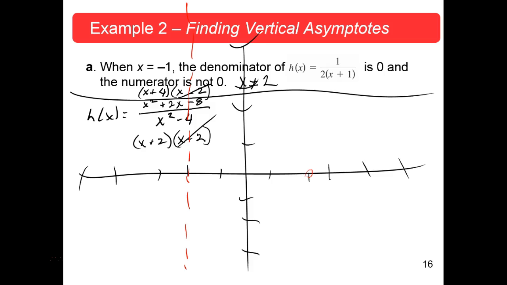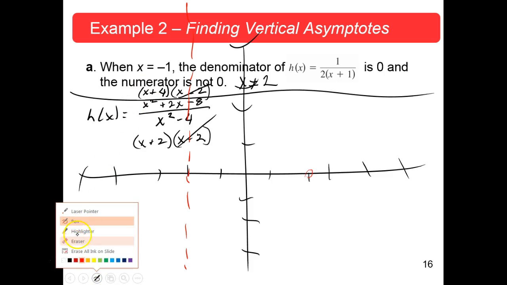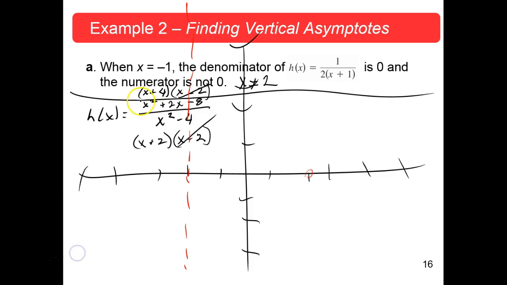Okay. What's your horizontal asymptote? That's the ratio of your leading terms. That's going to be 1. Let me get back to black. That would be the ratio of leading terms, and that's 1. So y equals 1 is your horizontal asymptote. That's helpful.